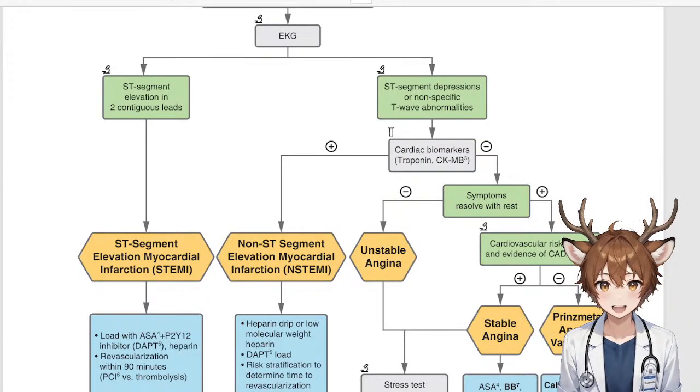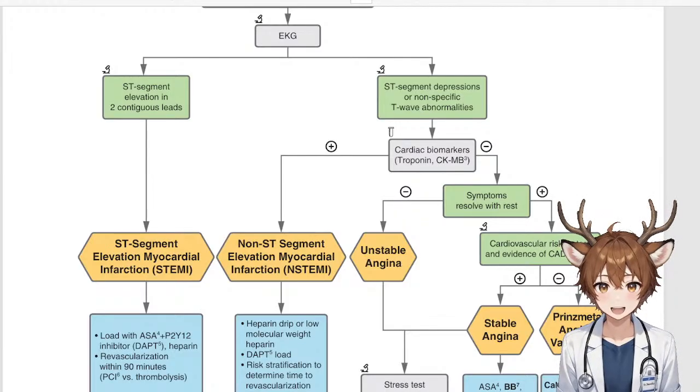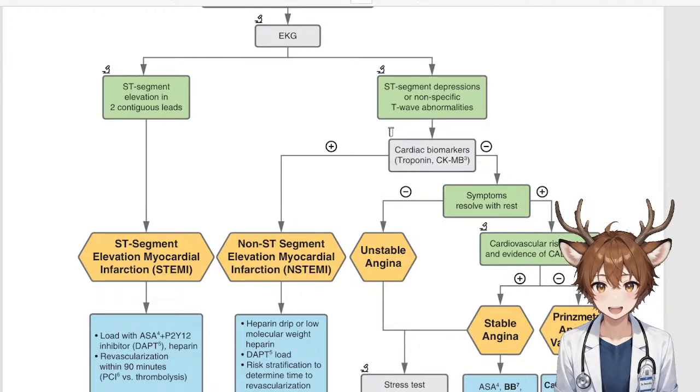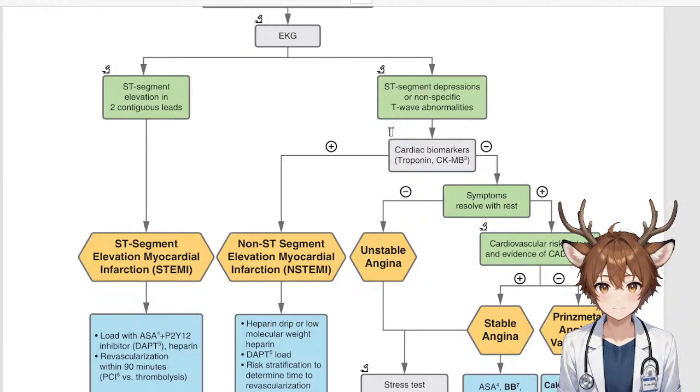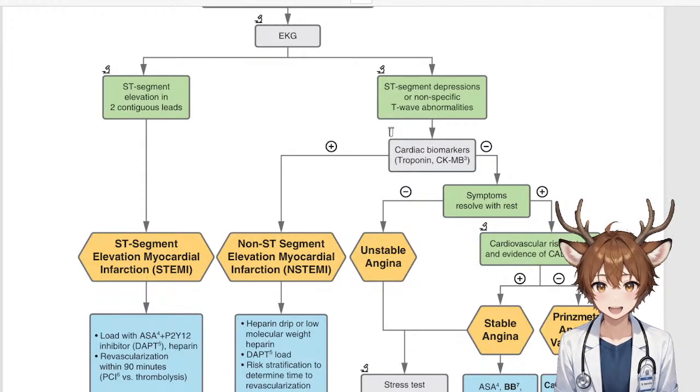What about, okay, we have ST depression, sure, but let's say we were negative for biomarkers. We didn't have biomarkers positive. What's going on in that case? Well, we have symptoms resolved with rest. Okay. Well, let's say they don't resolve with rest, but let's say they continue.